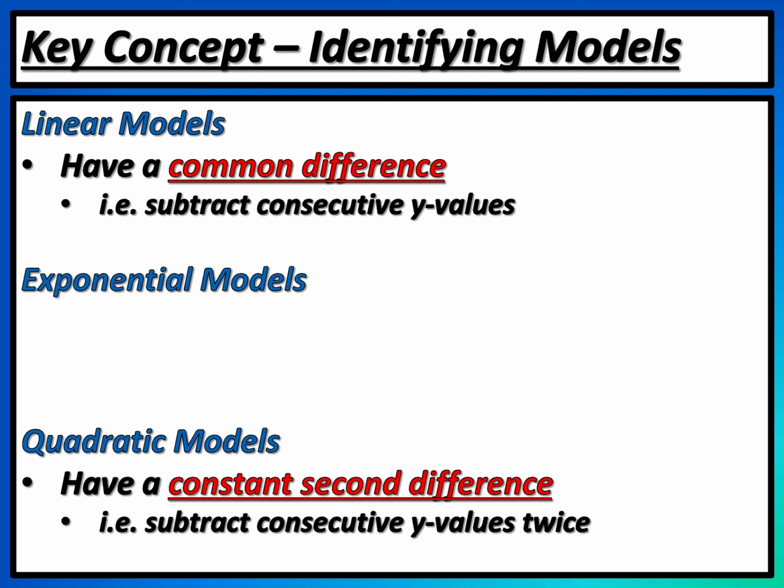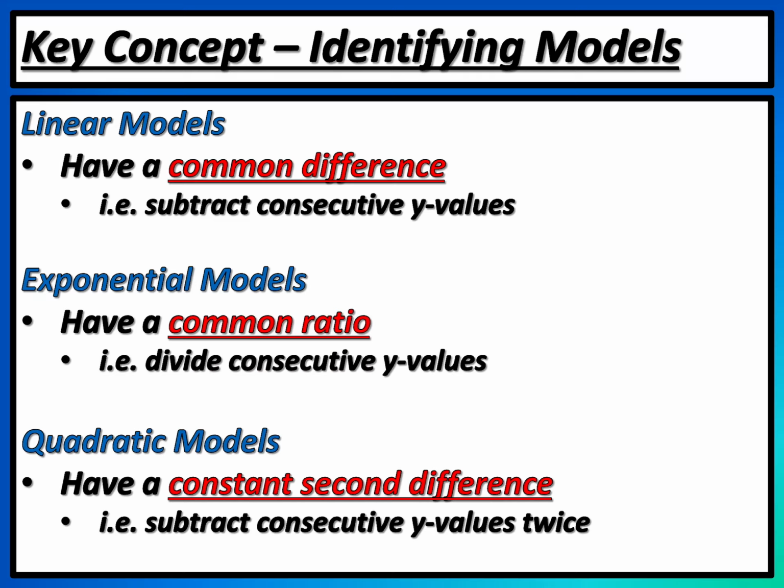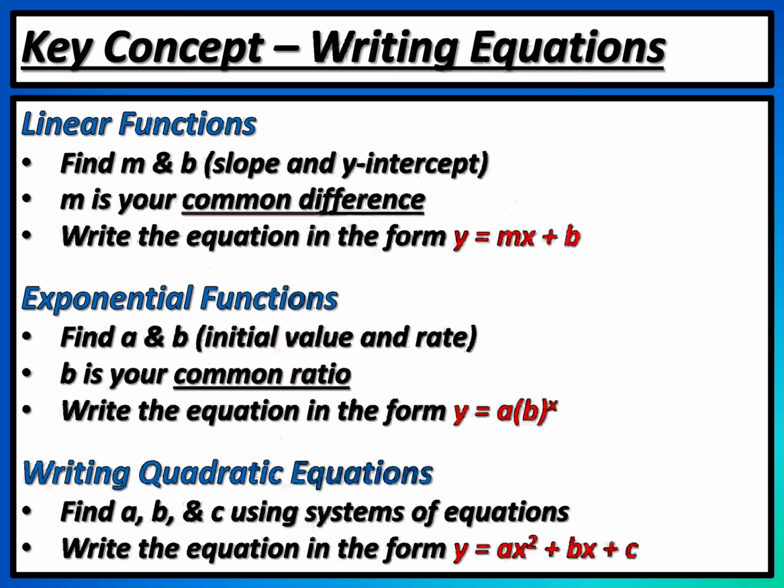Lastly we have exponential. They have something called a common ratio. The common ratio comes from dividing consecutive y values. So we're either going to be subtracting them or dividing them. Those actual values that we find are going to be useful in writing the equation that models the values in the table for us.